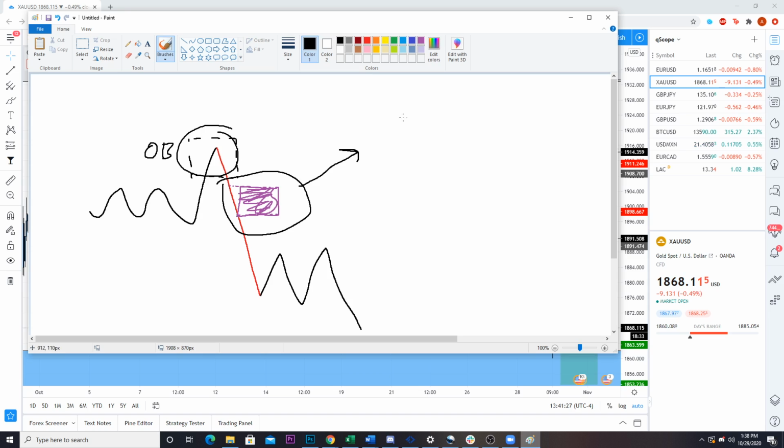So what happened is after we, let's say, had this huge move up in the form of that green candle, so this would be that green candle up, right?